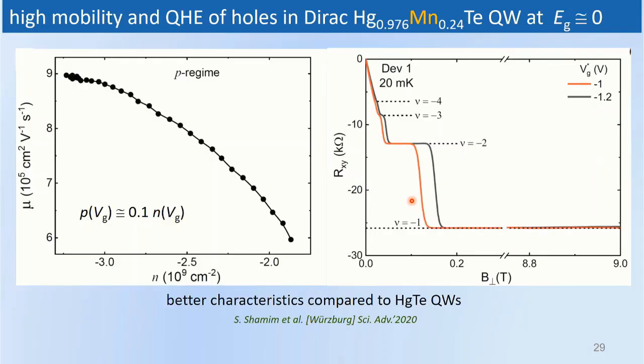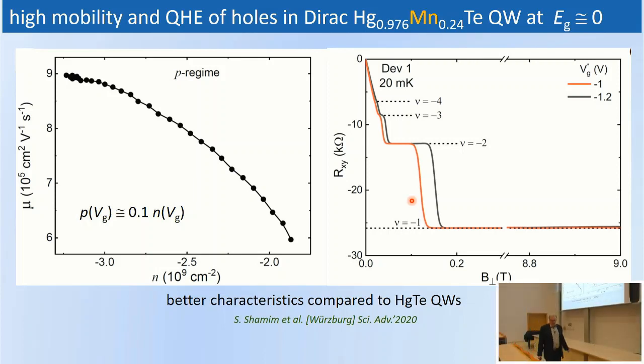But it's not the whole story, because if we go to samples not with cadmium but with manganese, now we put in magnetic impurities, and this quantum Hall effect appears even at lower magnetic field. Here you see beautiful plateaus which start at 0.1 kilogauss and continue to 9 Tesla. We have, like in graphene, very long plateaus.